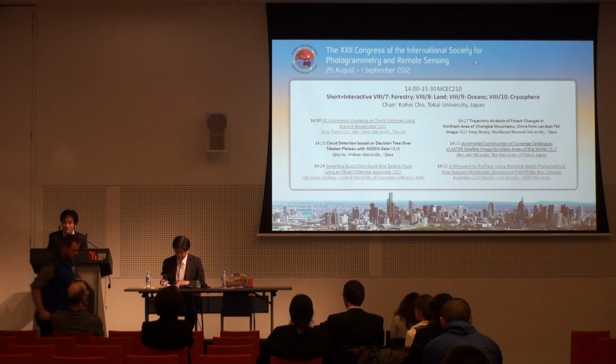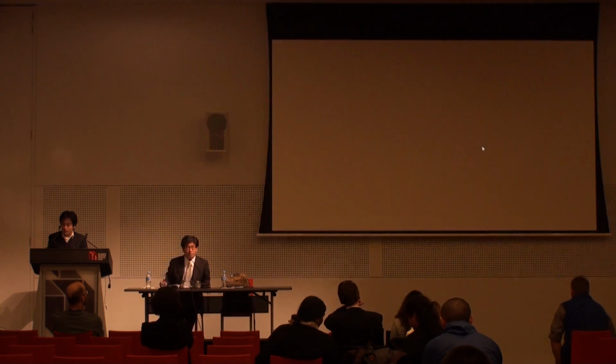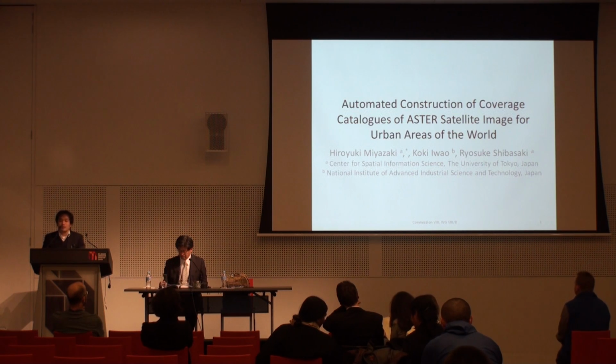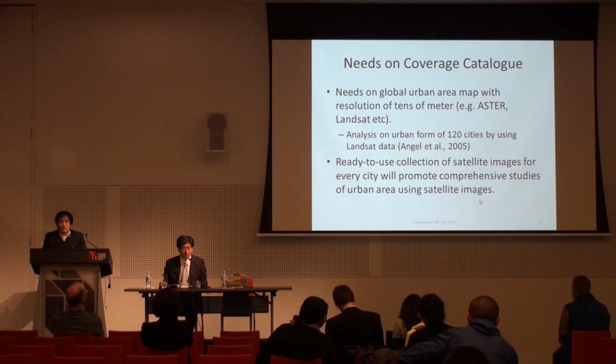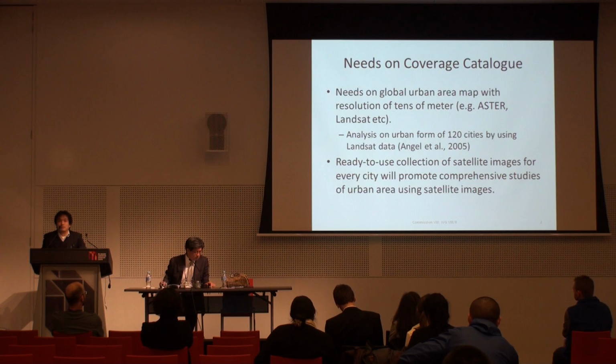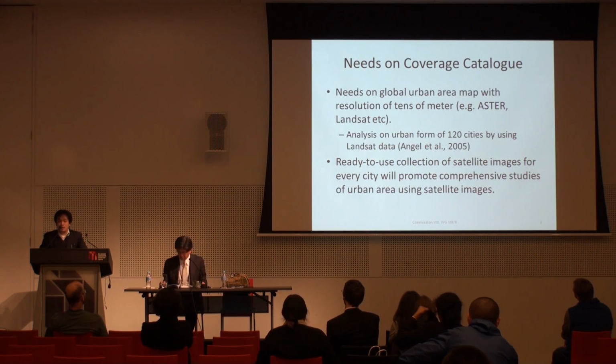Thank you for the introduction. My presentation is about automated construction of coverage catalogs of ASTER satellite images for urban areas of the world. Firstly, I'd like to introduce my background. There are several needs for urban analysis using tens-of-meters satellite data such as Landsat and ASTER and recently ISPRS. The most representative work is Angel's work, in which 120 cities were analyzed by using Landsat data.